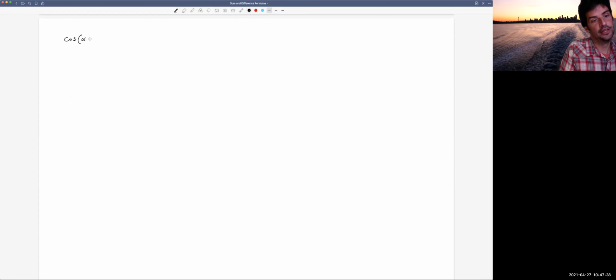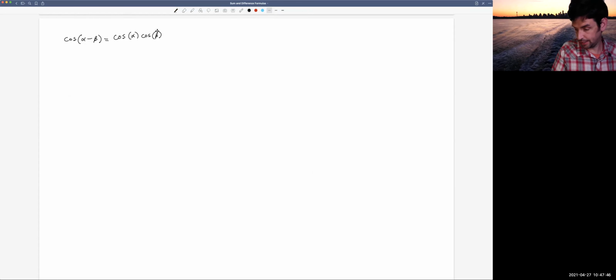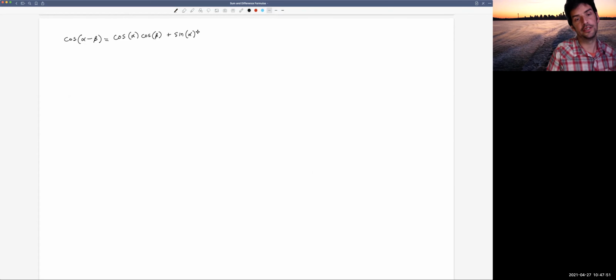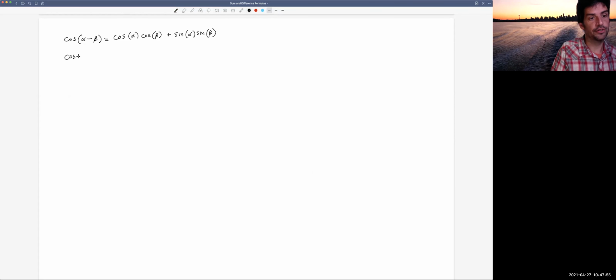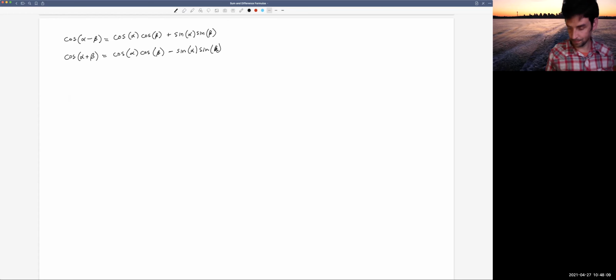Cosine of alpha minus beta is equal to cosine alpha cosine beta plus sine alpha sine beta. If we have cosine of alpha plus beta, that's cosine alpha cosine beta minus sine alpha sine beta.